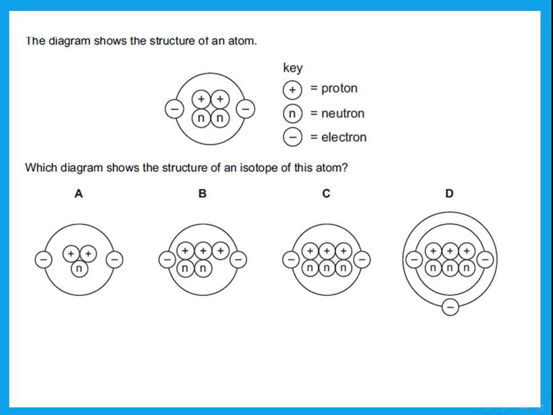Okay, let's move on. Which diagram shows the structure of an isotope of this atom? What is an isotope? We said an isotope has the same number of protons but a different number of neutrons. So I'm looking for something that has the same number of positives but a different number of neutrons. So the answer must be A.